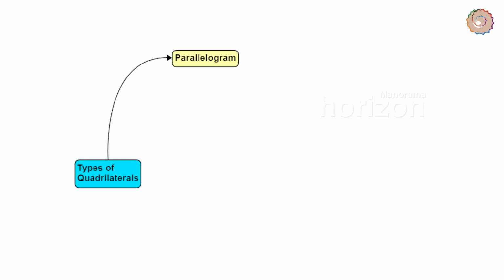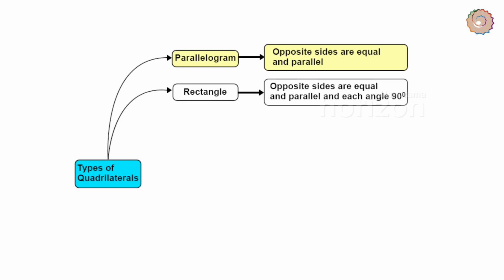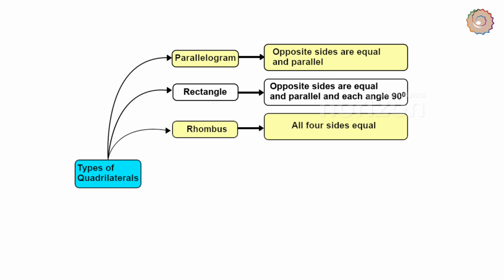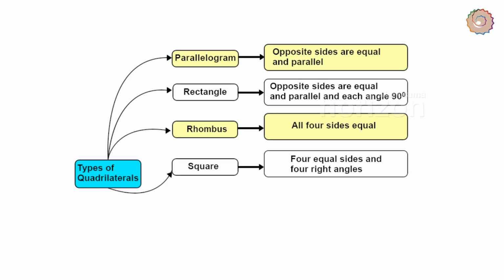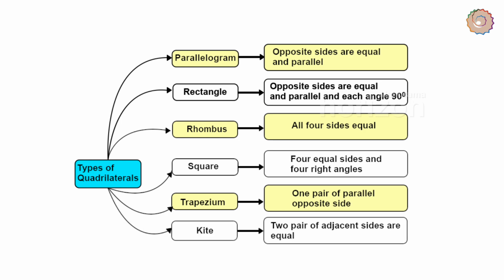In a parallelogram, we have seen opposite sides are equal and parallel. Next, in a rectangle, opposite sides are equal and parallel and each angle is 90 degree. In a rhombus, we have seen all four sides are equal. Then in a square, four sides are equal and at the same time, four angles are at right angles. In a trapezium, we can see there is only one pair of parallel opposite side. And while kite is another quadrilateral where two pairs of adjacent sides are equal.